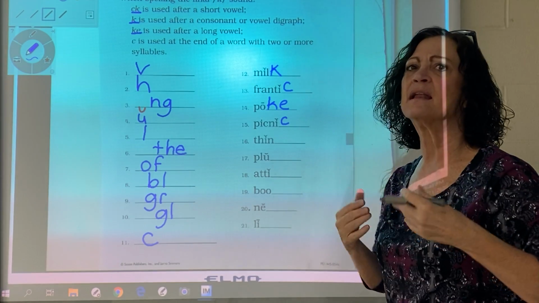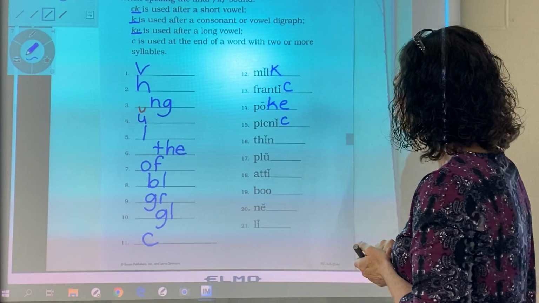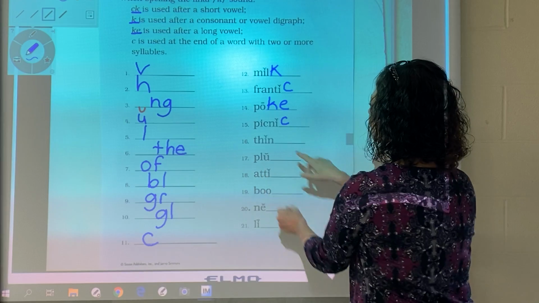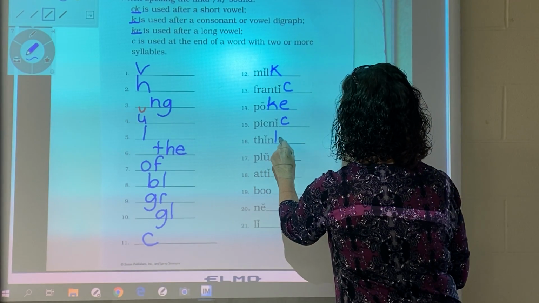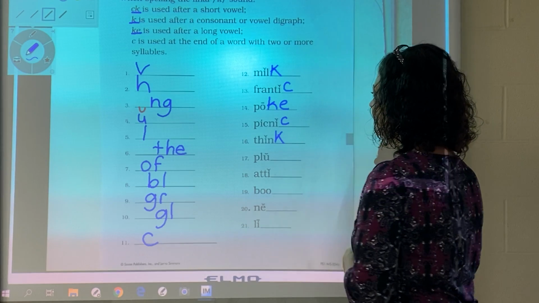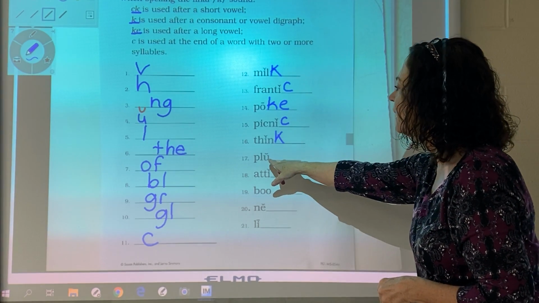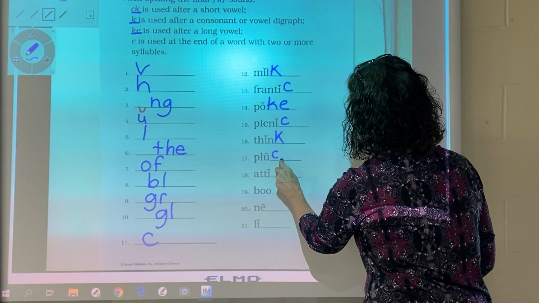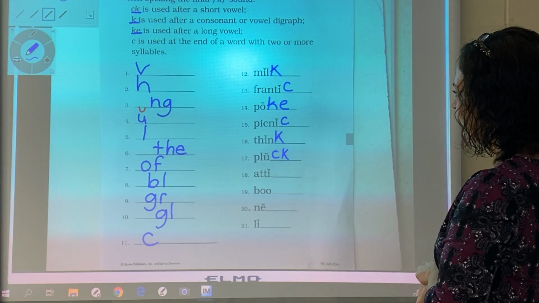And this takes a lot of getting used to, guys. You're not going to get it just like that, so don't worry about that, parents. This word is think. There's a consonant, so I'm going to use the K. Think. This is pluck. Short vowel word. I know that ends with a CK.